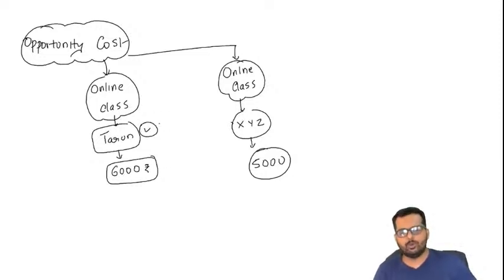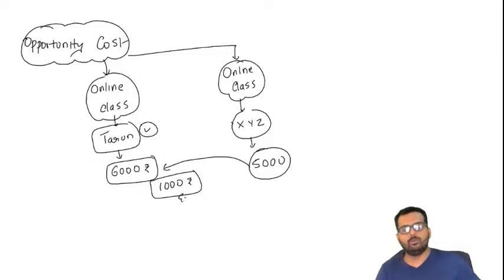Tell me, if you are joining over here and paying 6,000 rupees, what is the amount for which you will feel sad? You would feel that had I joined there, I would have paid 5,000. Now I am paying 6,000. How much is the extra money I am paying over here? 1,000 rupees extra. Alright? So, this 1,000 rupees extra is what we call an opportunity cost.